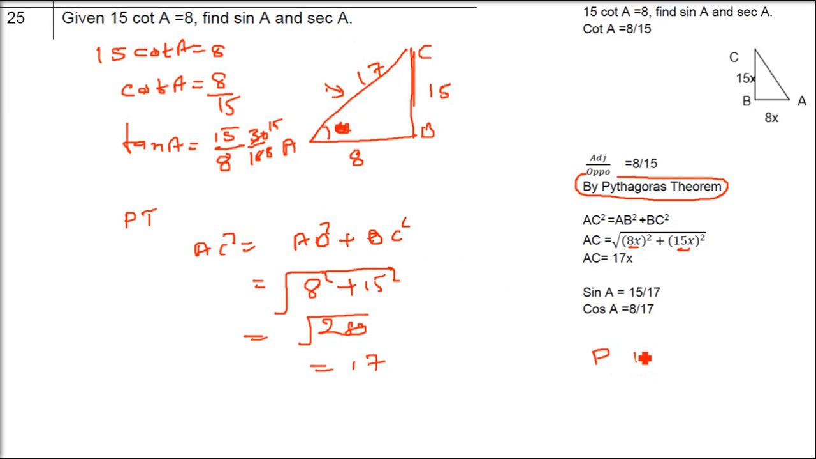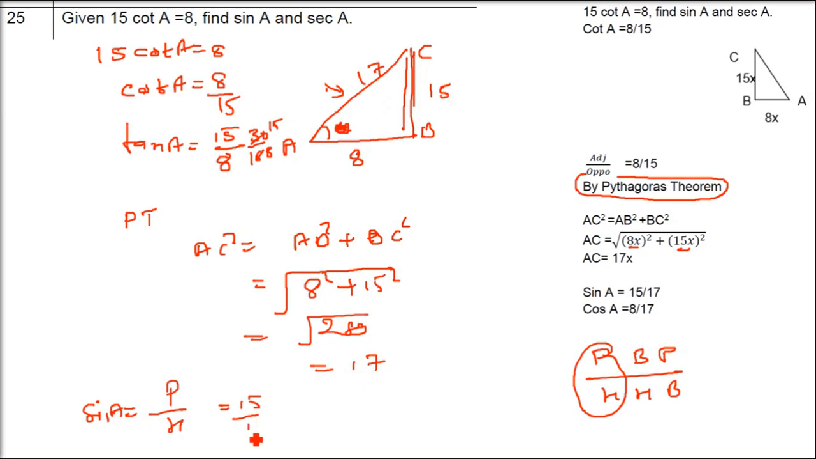So for sin, if you have any problem, just remember Pandit Badri Prasad Har Har Bol. This sin A is what? Perpendicular upon hypotenuse. So take the angle A, take what is perpendicular to it. It's BC. 15 by 17.